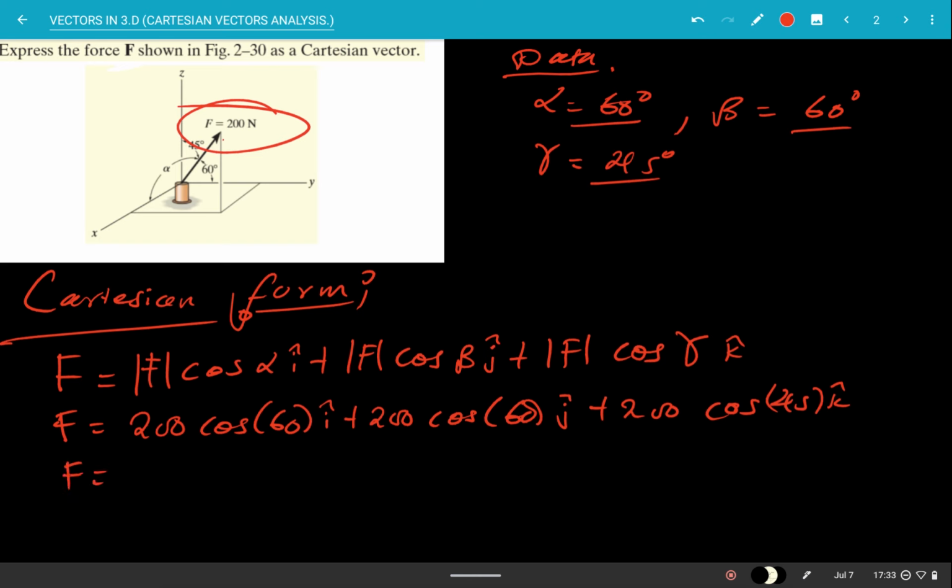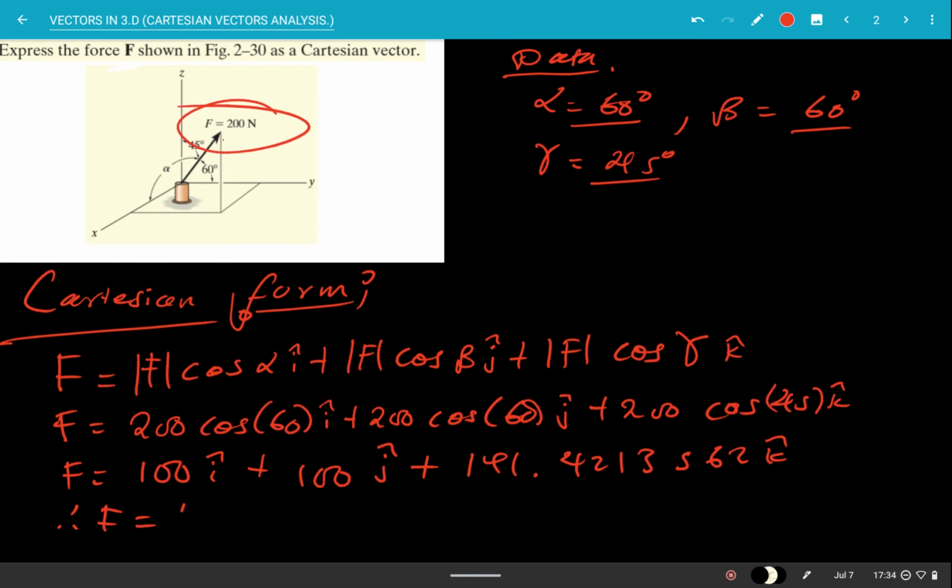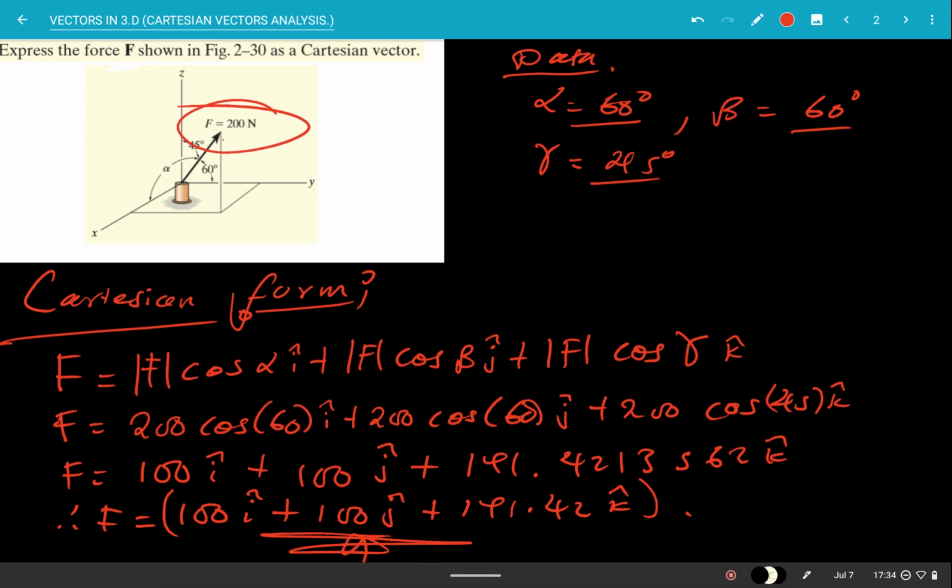If we use our calculators properly, we'll have 100 in the I, plus another 100 in the J, plus 141, if you say 200 cos 45, gives you 141.4213562 in the K. So our 200 force will now be 100 in the I plus 100 in the J plus 141.42 in the K. I'm rounding off my values to two decimal places. So that is basically what I will have as my Cartesian vector of the 200 Newton force given.